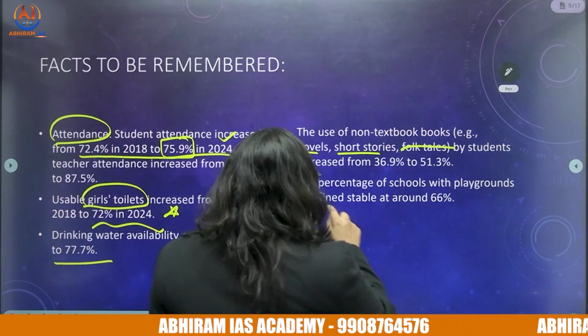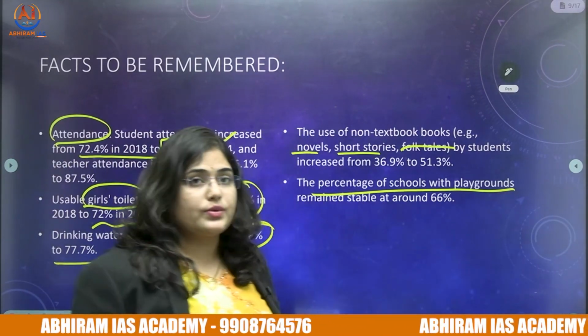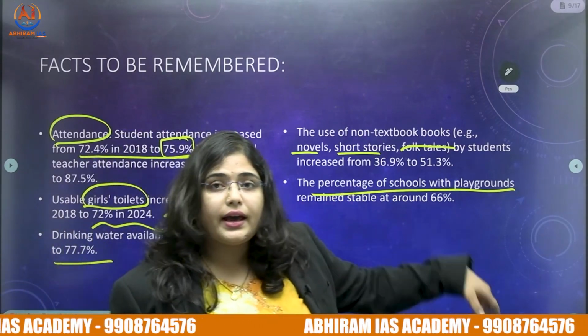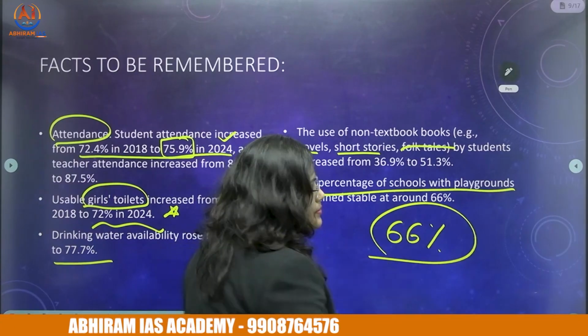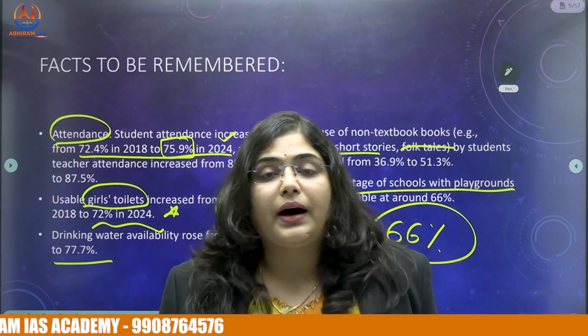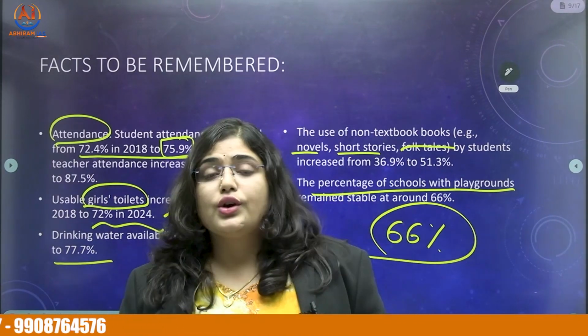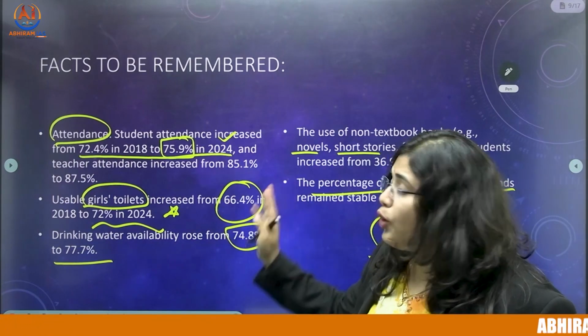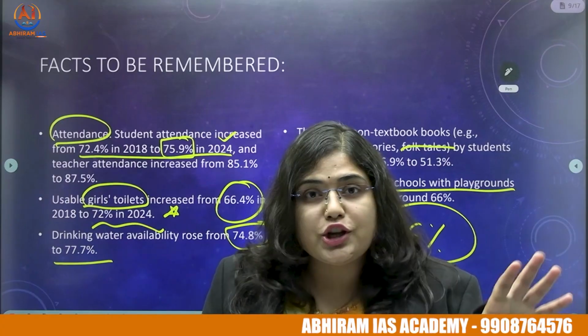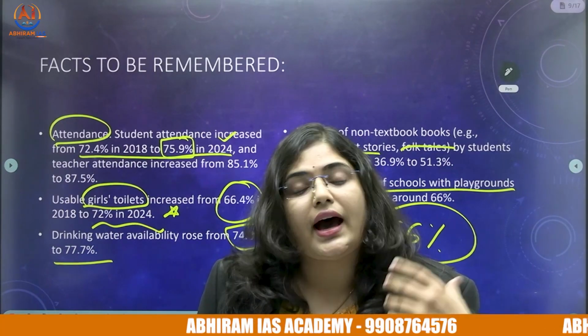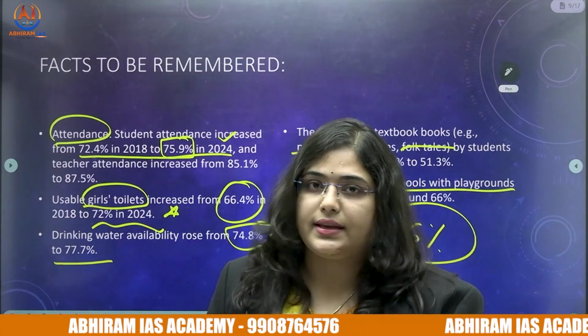Next, the percentage of schools with playgrounds remained stable at around 66%. So there is no significant change in the availability of playgrounds. So these are very important facts which are to be remembered, which are very important for our education related questions as well as for the general essay.